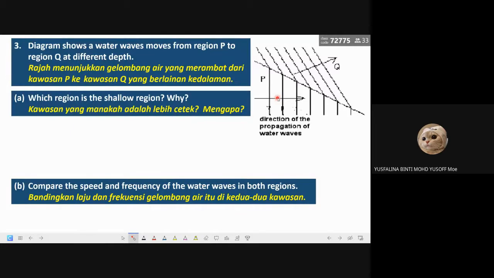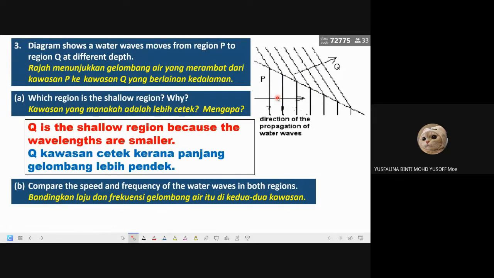Which one is the shallow region, whether it's P or Q? Q. Very good. So Q is the shallow region. For the deep region, usually the wavelength is longer. So the answer should be Q, because the wavelength is smaller.